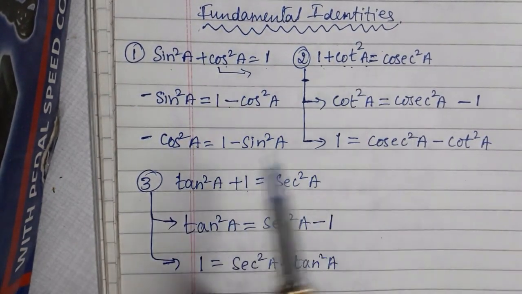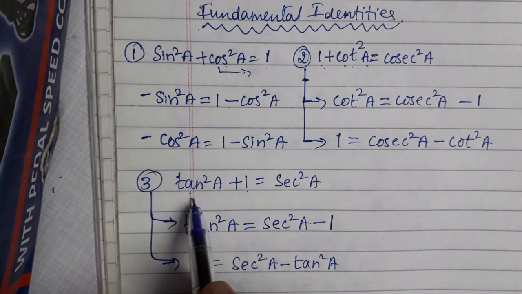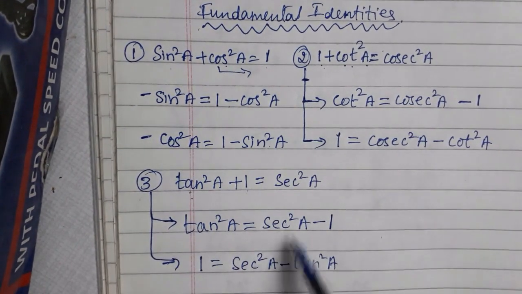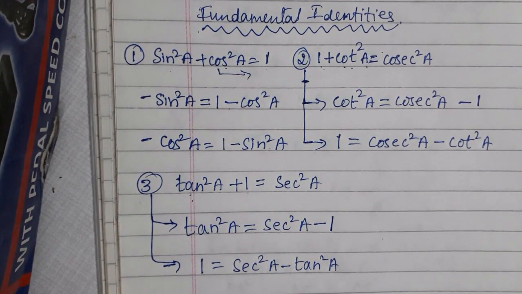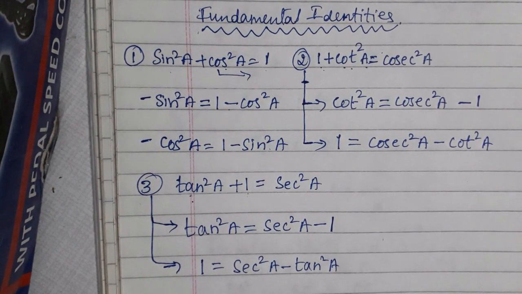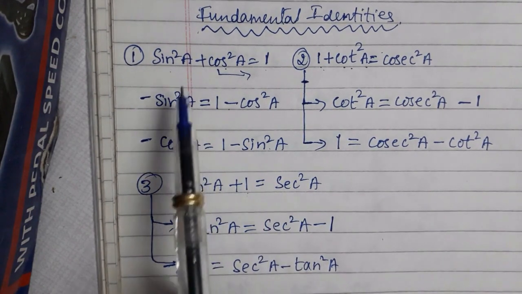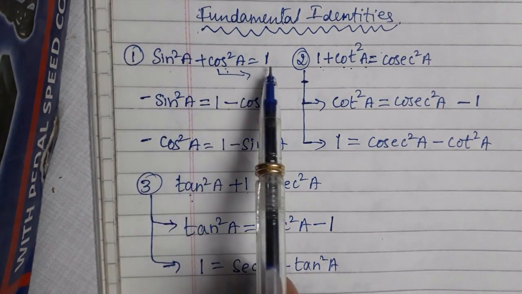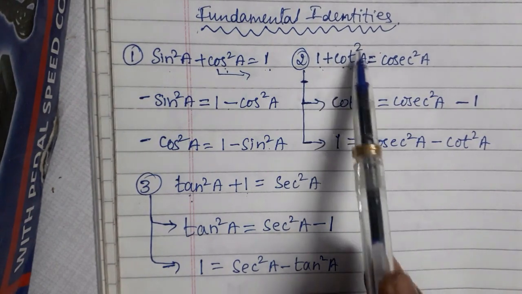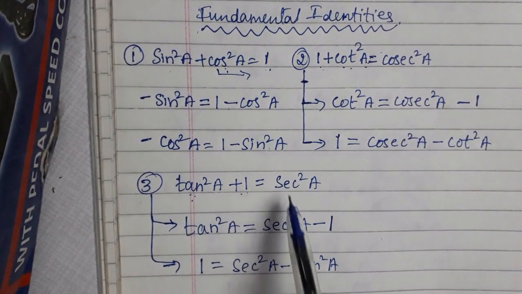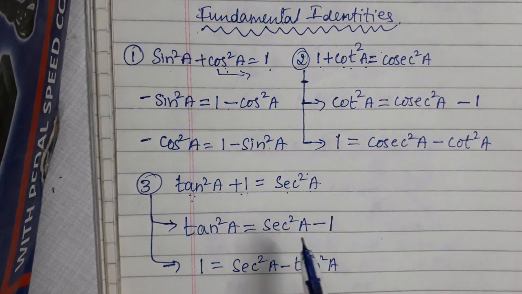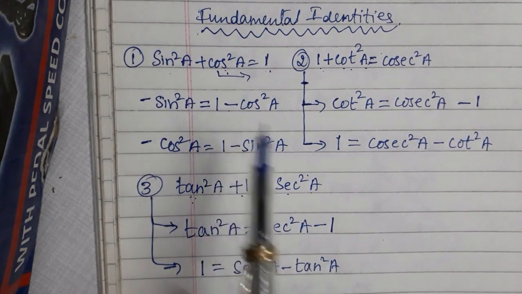So with the help of these basic identities, you can create a few more identities which will be used while solving problems. So remembering these identities is very important. Let's read once. Sin square A plus cos square A is equal to 1. 1 plus cot square A is equal to cosec square A. Tan square A plus 1 is equal to secant square A. A few more identities are written based on this.